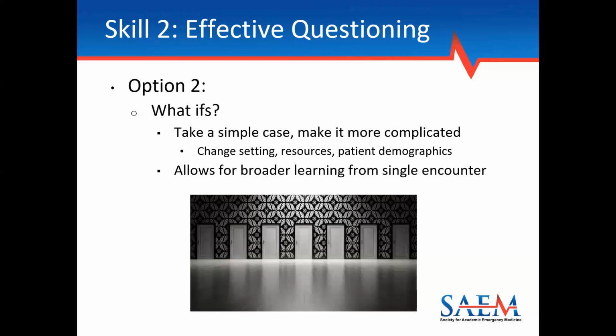The second way to do this is using what ifs. And here you can take a simple case that the experienced learner might really already know a lot about and make it more challenging by modifying the aspects of the case. So for example, if they give an antibiotic choice that's correct, you can change the scenario by changing the demographics of the patient.